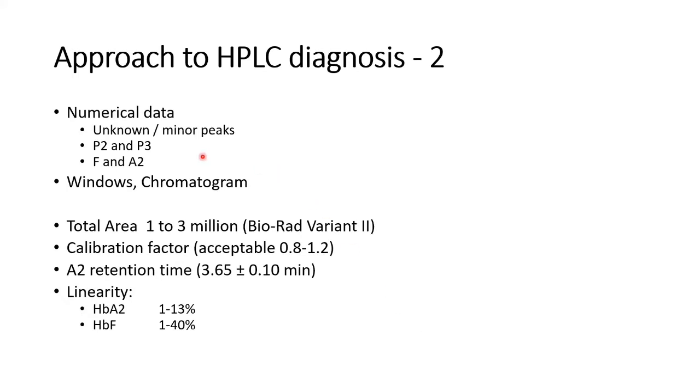So the data, as I mentioned, what should be noted? You should look at the numerical data, unknown peaks, the peaks which are F and A2, and then you have P3 and P2 peaks. These are what you're supposed to know. Then you're supposed to look at different windows, which are determined by the software which is present within the machine, and the chromatogram.